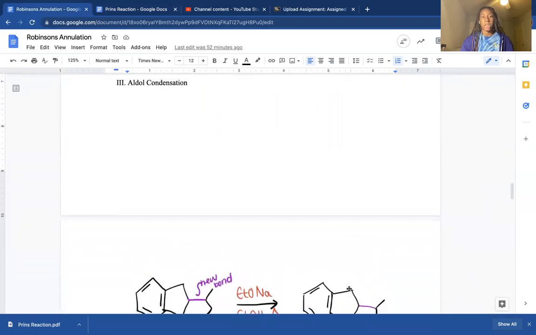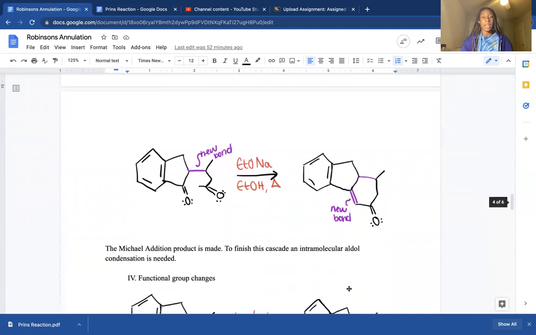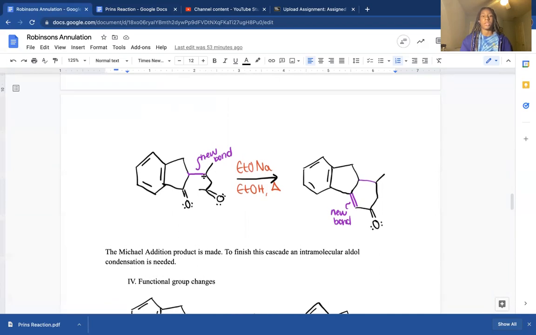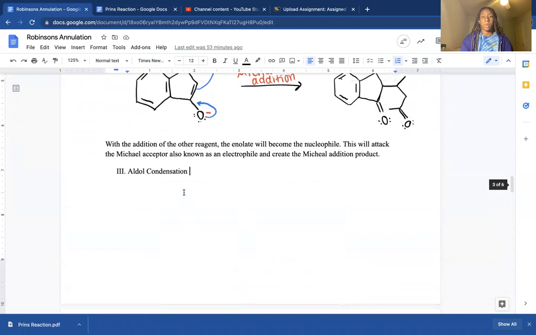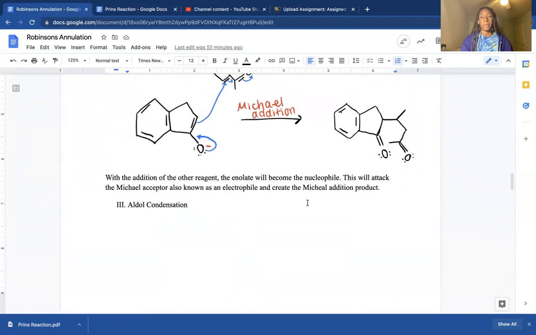And then aldol condensation would be next. And so after that Michael's addition product is made, to finish the cascade, an intramolecular aldol condensation would be needed. So here you can see, once the aldol product is made, we create a new bond over here, because this would be a negative charge, this would be a positive charge, and then the bond would stick. And then over here, we then created the double bond as shown before.